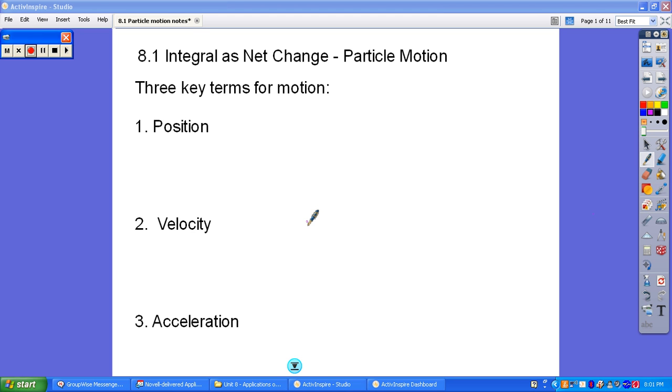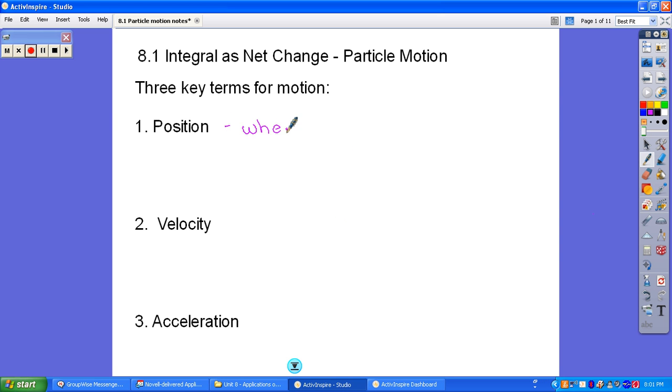Today we're going to start the last chapter before the AP exam, Chapter 8, and we're going to learn about particle motion. So we need to review three key terms that we learned at the beginning of the year: position, velocity, and acceleration.